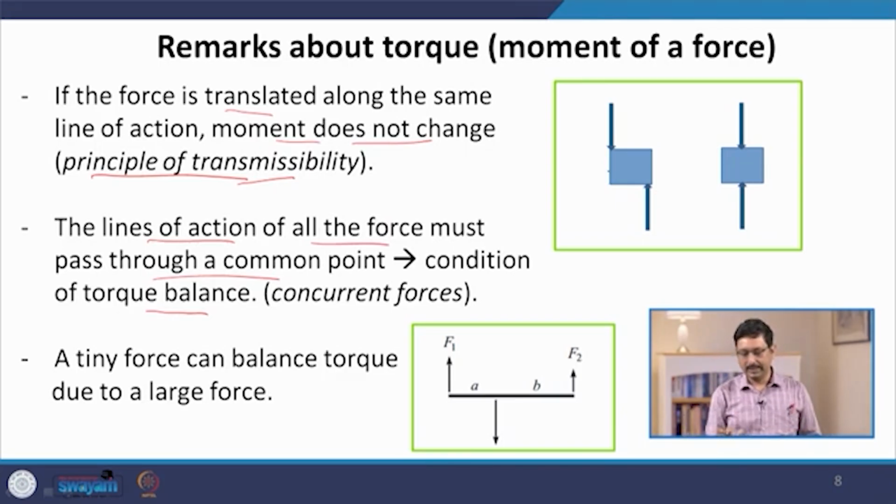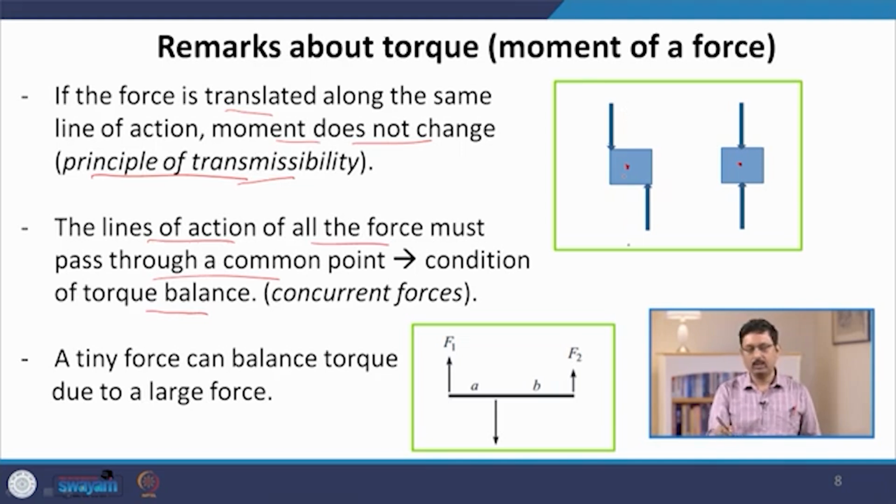Again, if you take this same picture, you see that in the left hand side picture, the torque generated by each of the forces, suppose I take the center of this box as my pivot point, I can compute the torque generated by each force, and in the left hand side picture clearly the total torque is not 0. The only difference between the left hand side and the right hand side picture is that the lines of action of the two forces do not pass through the same line.